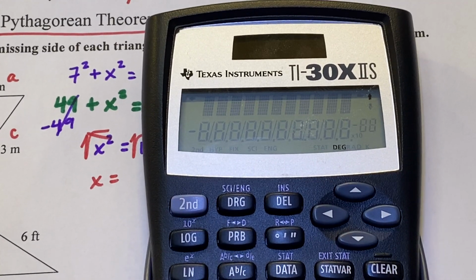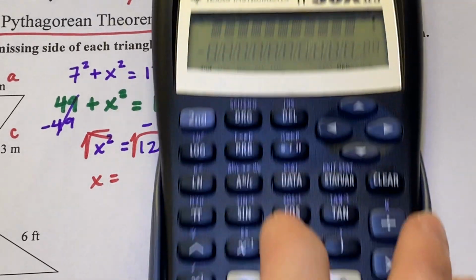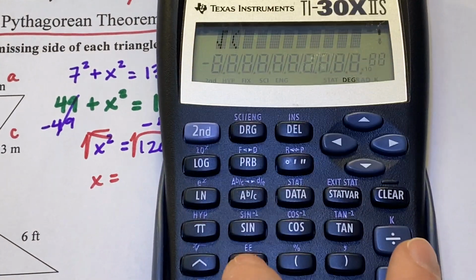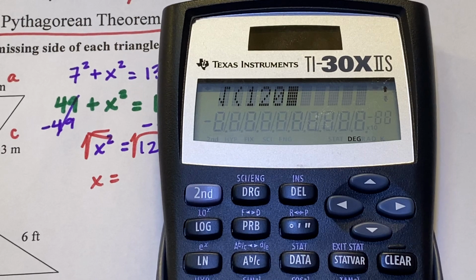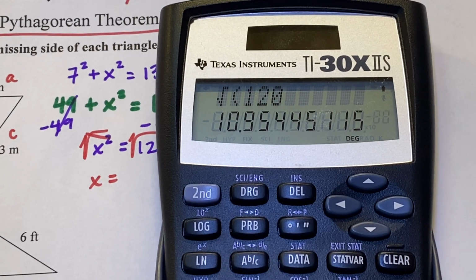Okay, square root, second button. Oh, yeah, that's right, x squared gives me a little square root sign. 120. So it would just be 10.9. Okay, so let's practice rounding. That's a skill that we all need practicing.